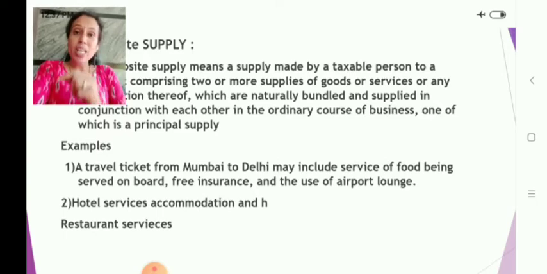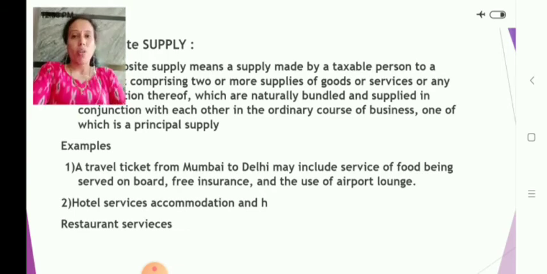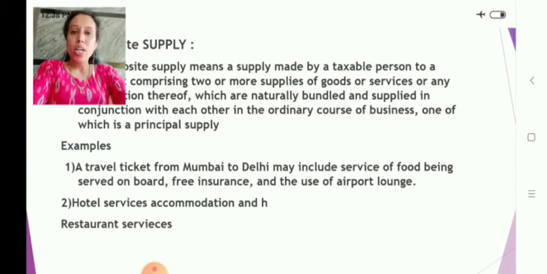So which is the main supply, principal supply here? Air travel. Traveling is the main service you are getting and other services are attached to that, because the air agency cannot sell only insurance, right? It cannot sell only food without booking a travel ticket. Travel is the main thing here. Other things go along with that, attached to it. That's why it is called composite supply.